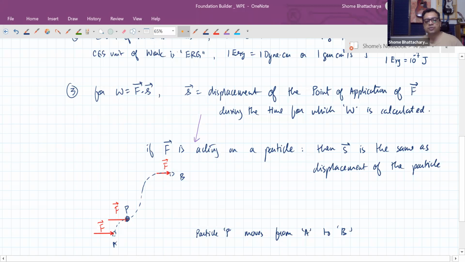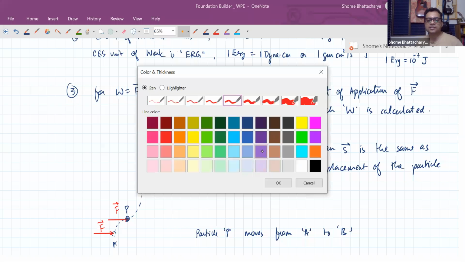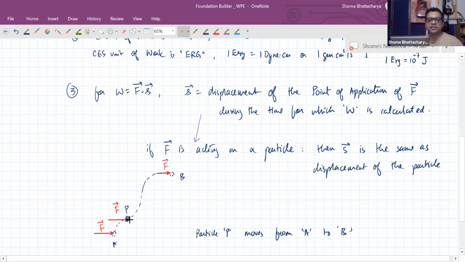So you can see that the force is acting on the particle. So the point of application of the force is the same thing as the particle itself, because it's acting on a point mass. A particle is nothing but a point mass. So there is no difference between the point of application and the point mass on which it's acting. Actually, they're one and the same point. So we just have to calculate this. This is the displacement of the particle from A to B. It doesn't matter what the path of the particle is. The path might be more complicated, like this path I've shown, but the displacement is just the vector joining the initial with the final position.